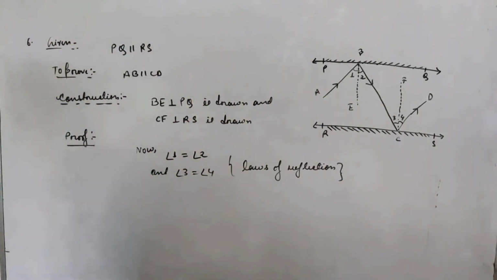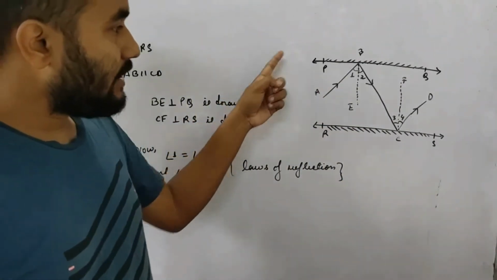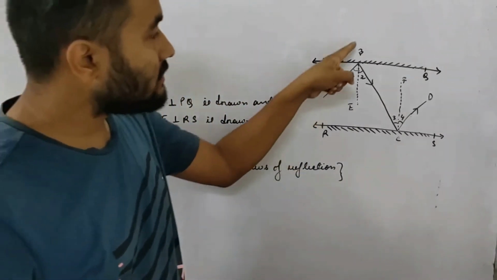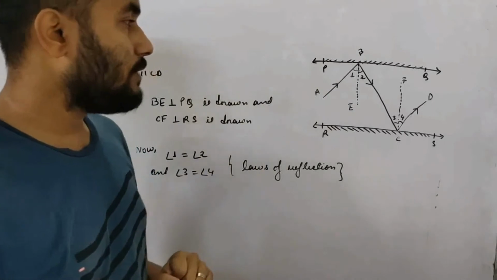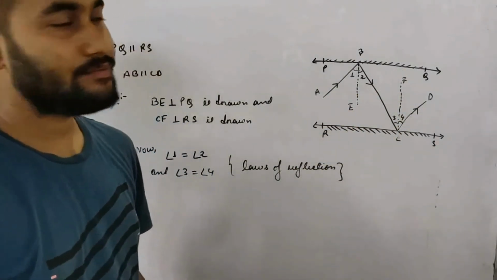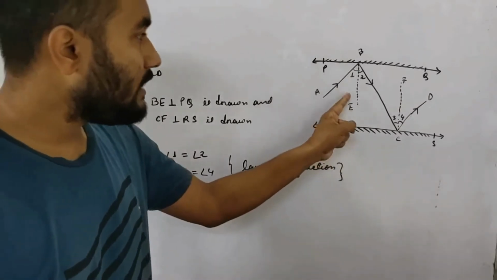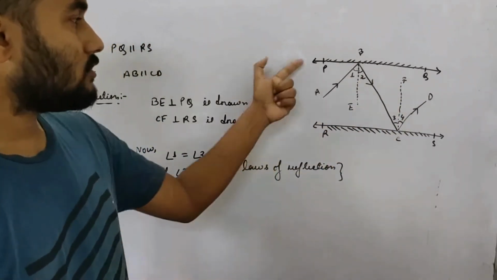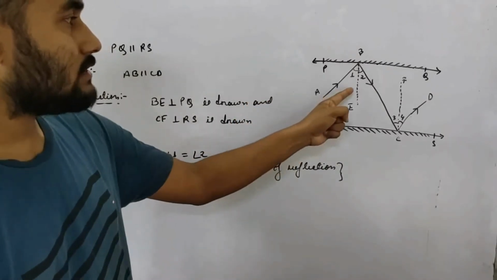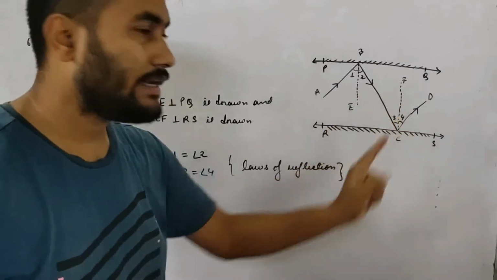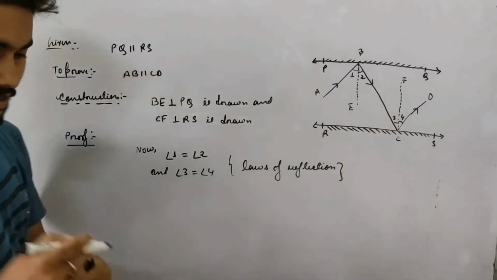Understood? So now you see PQ and RS are what? Parallel, it is given. And this BE is perpendicular to PQ and this CF is perpendicular to this what? RS. So this BE and CF will be what? Parallel to each other. Because these two are parallel and this is perpendicular to this and this is perpendicular to this. So these two will be indirectly what? Parallel to each other. Understood?